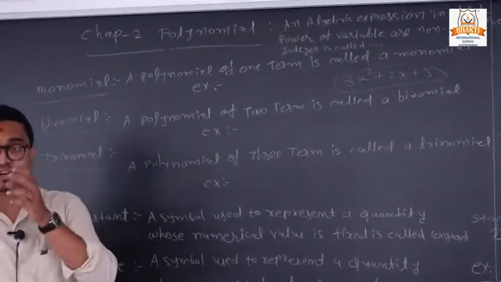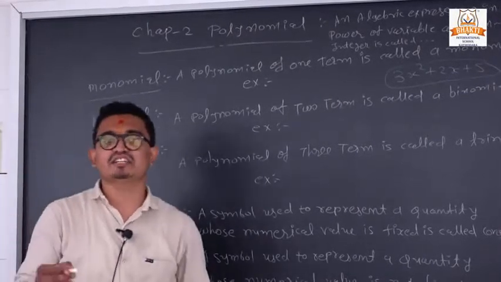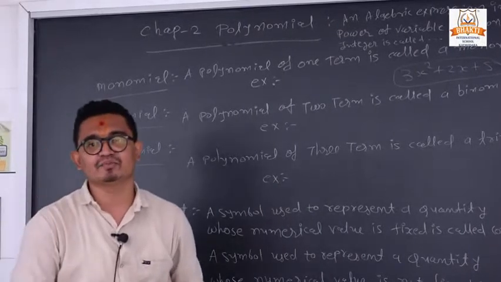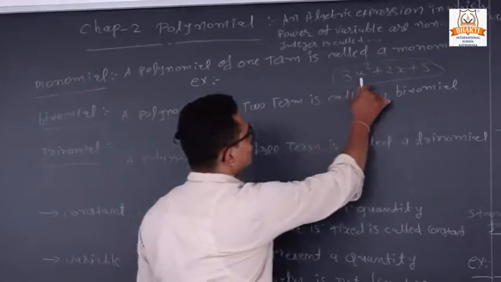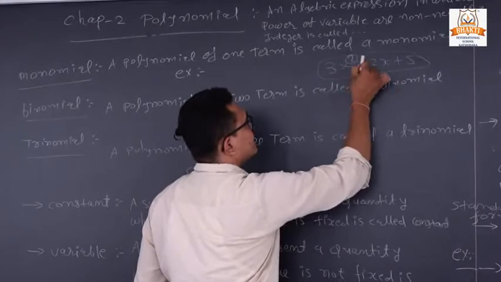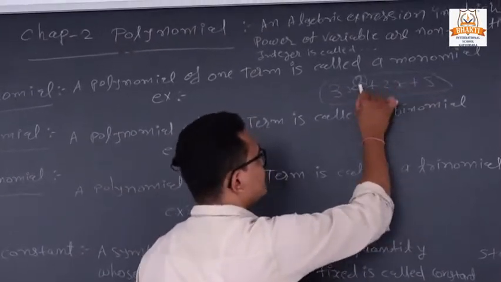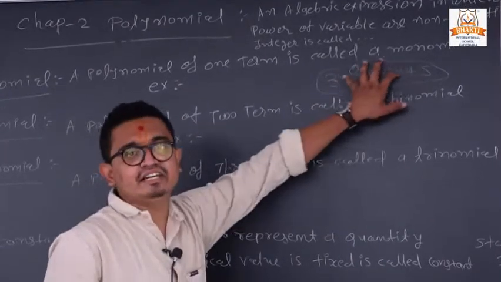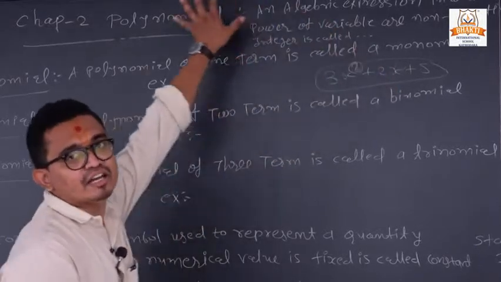So what is a non-negative integer? Last time in chapter number 1 we discussed what an integer is. In integers we have two types, positive and negative. But what is a polynomial? See this example. In this example, the power of x here is 2 and here the power is 1. It means this polynomial has positive integer powers, and so it is a polynomial.